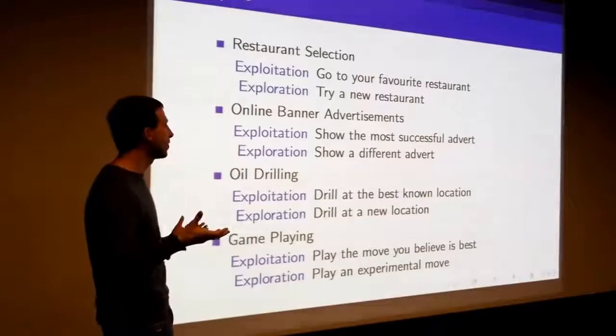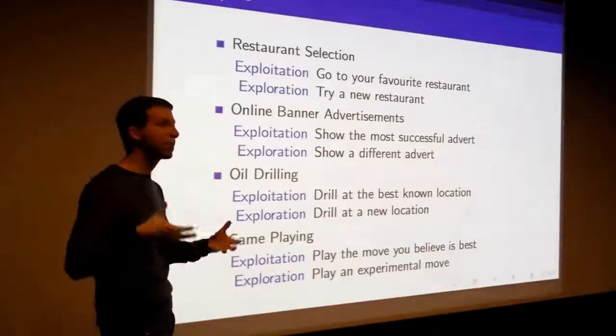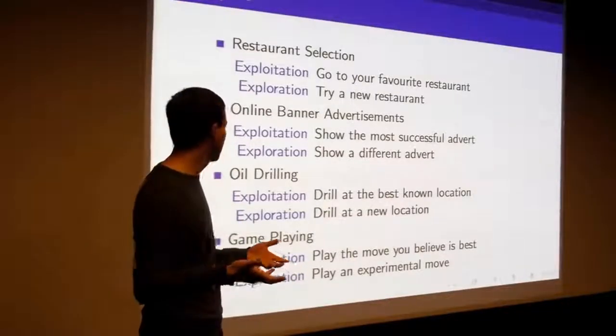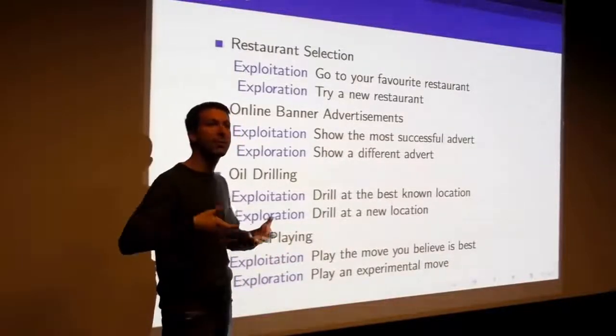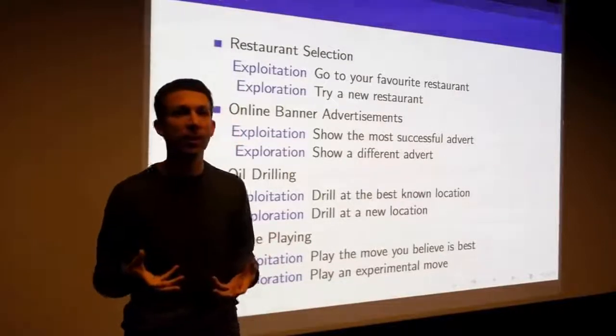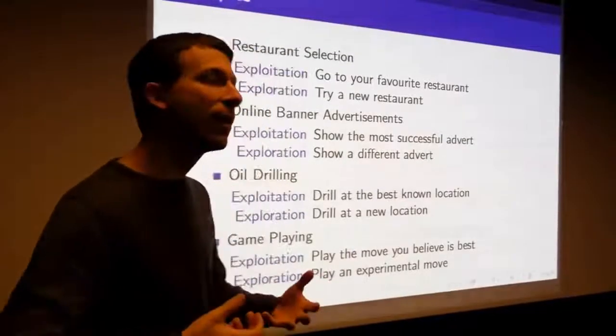You want to probably maximize click-through in these examples. If you're oil drilling, you might want to drill at the best known location, or you might want to explore by drilling at some new location. And if you're playing a game, you might exploit by playing the move you believe is best, or you might play an experimental move to explore. So in all kinds of different domains, why does this come up?